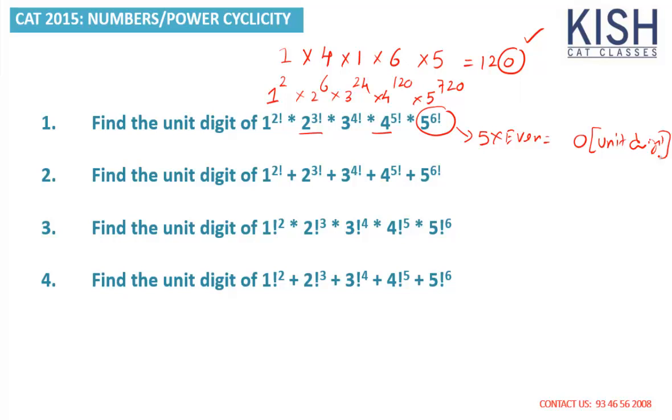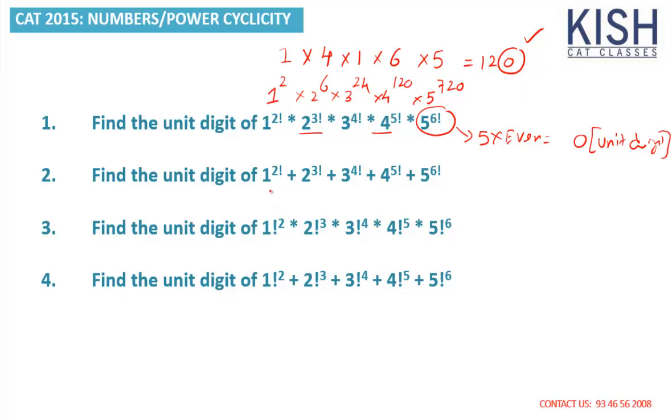Let's move to question number 2. Find the unit digit of 1 power 2 factorial plus 2 power 3 factorial and so on up to 5 power 6 factorial. This is the same question except that we have changed the sign. For the earlier question it was multiplication, now this is addition. So it means that we cannot apply any strategy. We cannot directly say that 5 power something ends with 5, and an even number raised to any power ends with an even number, so 5 into an even number. No, here we are adding.